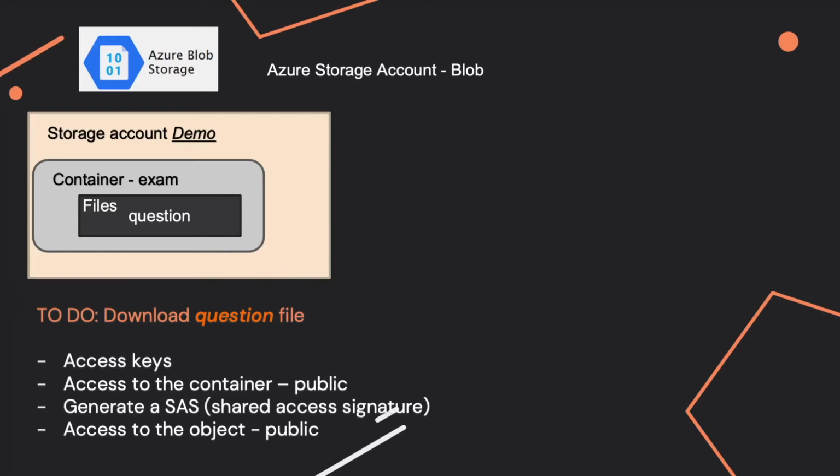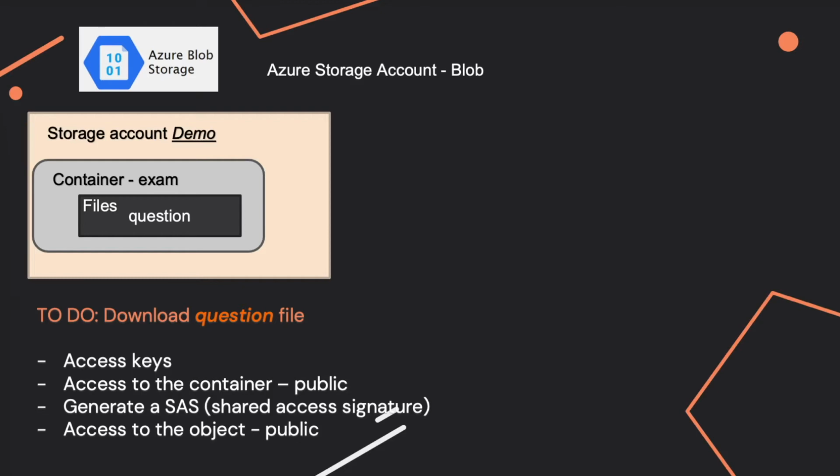And the second question would be, the company wants to allow users to download this file called question, and the access should be granted for a limited amount of time. For example, let's take 2 days only. And you are requested to implement, so to come up with, a solution that's secured to access this object.